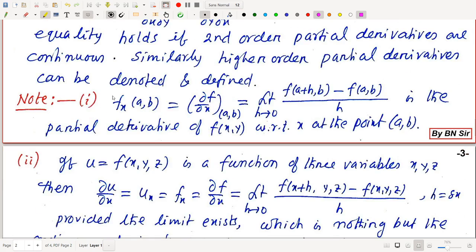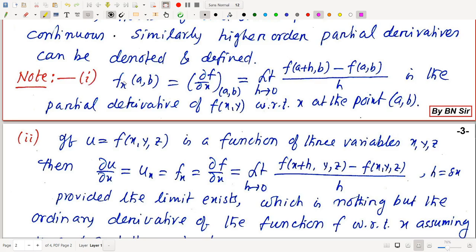Now as a note, here I have mentioned f suffix x at a comma b, meaning del f by del x at a comma b, the partial derivative of f with respect to x at the point a comma b. Then what will be the definition in limit form? It will be the limit as h tends to 0 of f of a plus h comma b minus f of a b, by h. h means delta x. So here the point is a comma b, that's why we have written f of a plus h comma b minus f of a b by h. If the point is x comma y, it will be f of x plus h comma y minus f of xy. So this is the partial derivative with respect to x at a particular point a comma b.